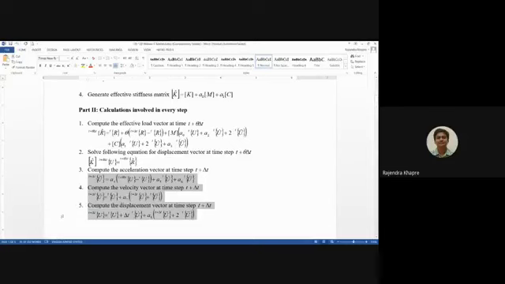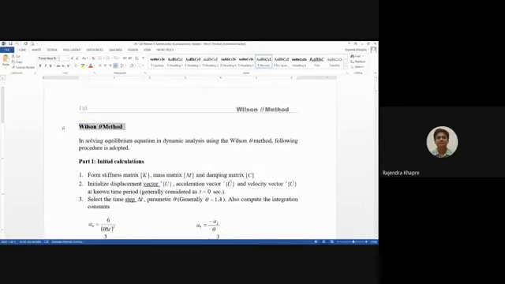Is it fine? So let us start with this method, and we will go for the solution, or we will find the response of the structure. Okay, so let me share it one more time.